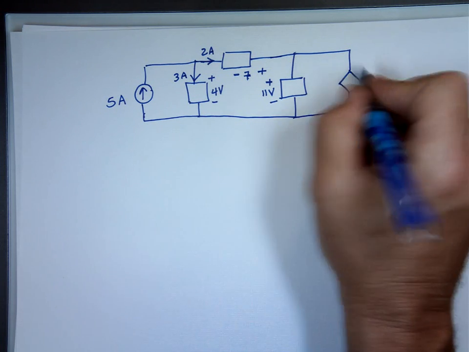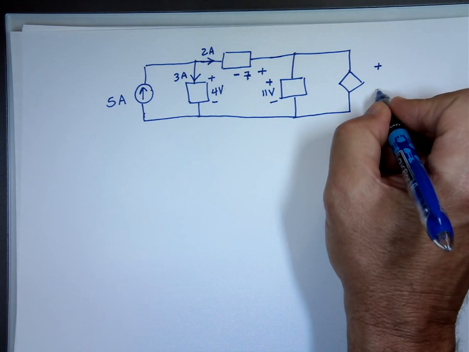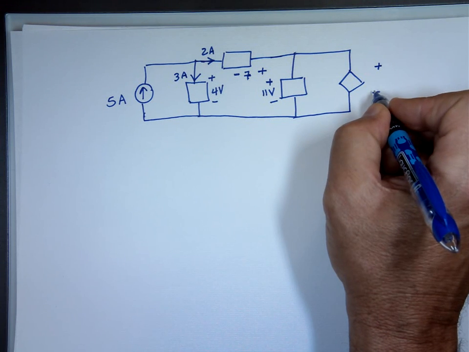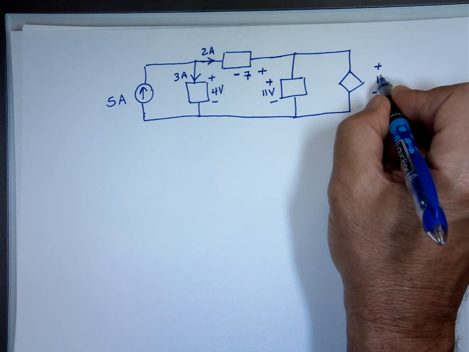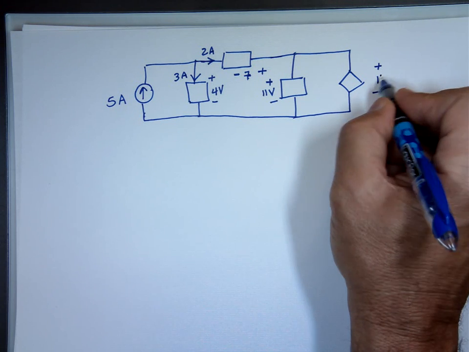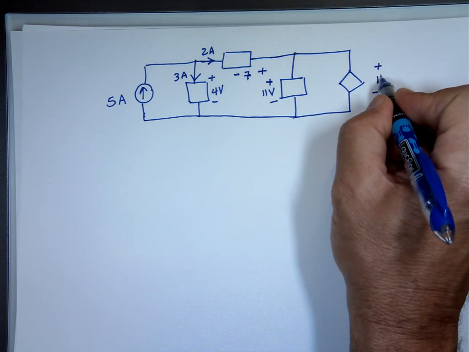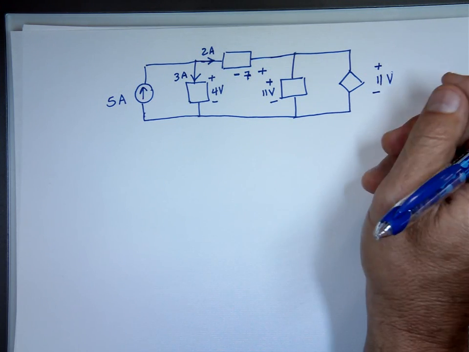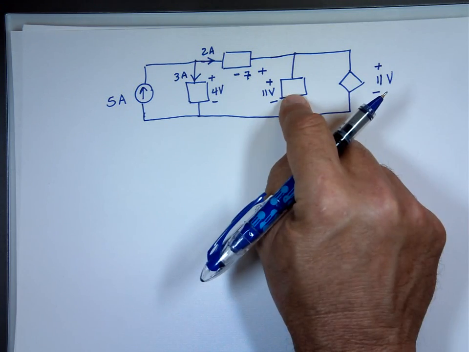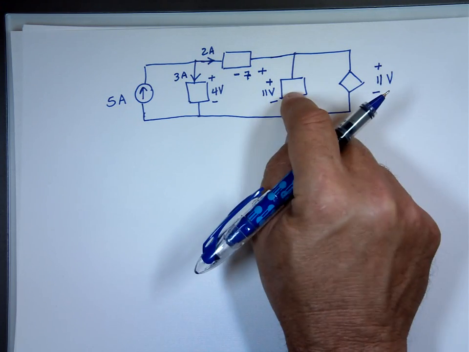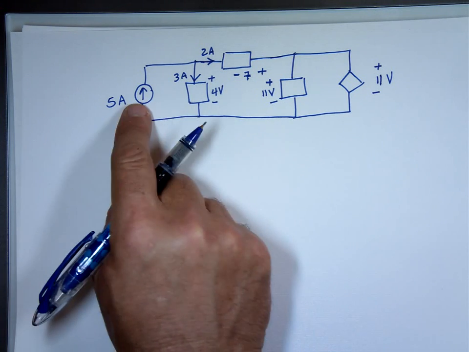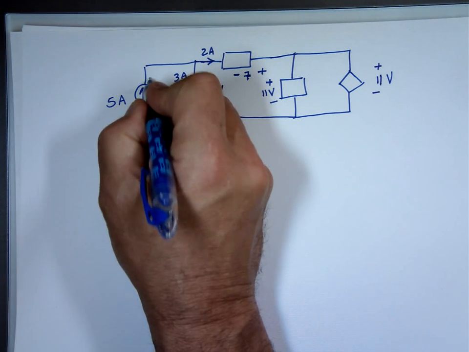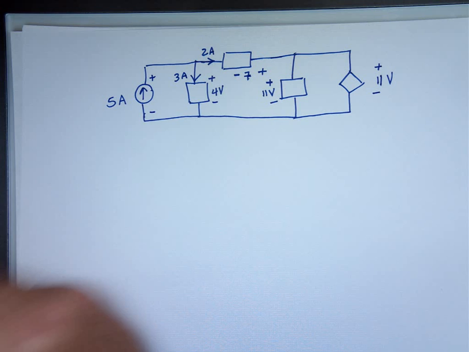This voltage here is 11 volts. Why 11? I shouldn't have given you that. Why is that 11? How is this connected? They're in parallel. They must have the same voltage. Just like these two, how are they connected? In parallel. So what's the voltage here? 4 volts, right?